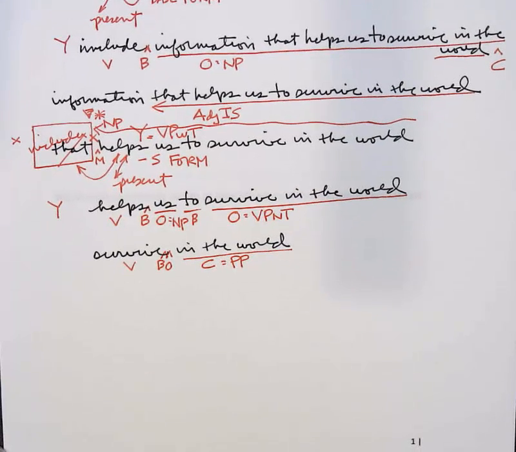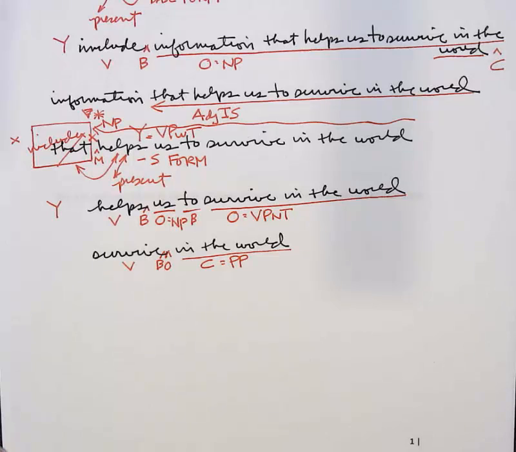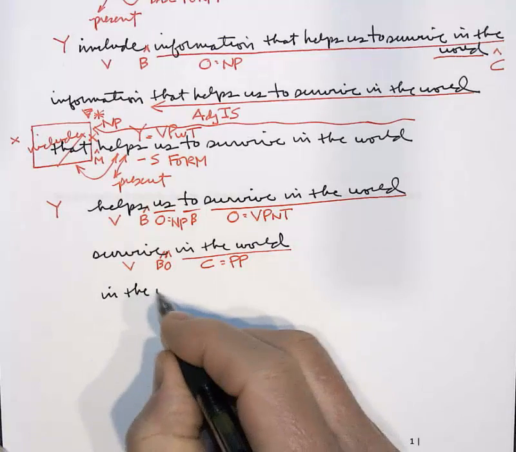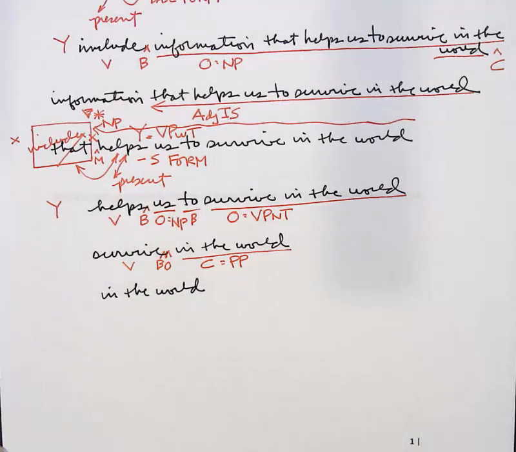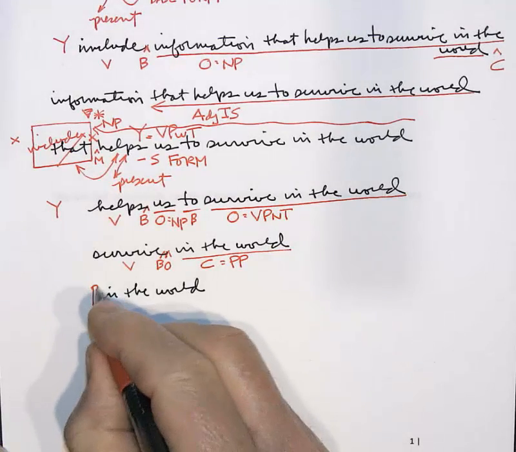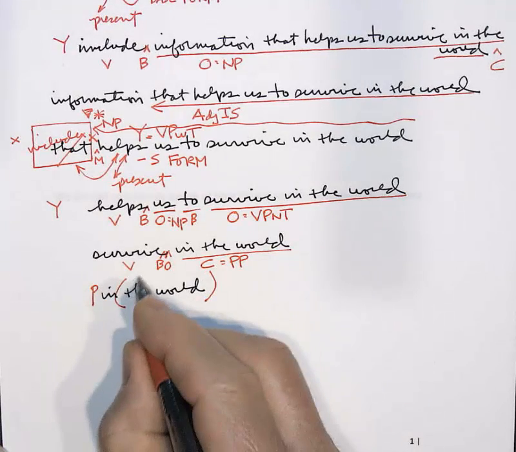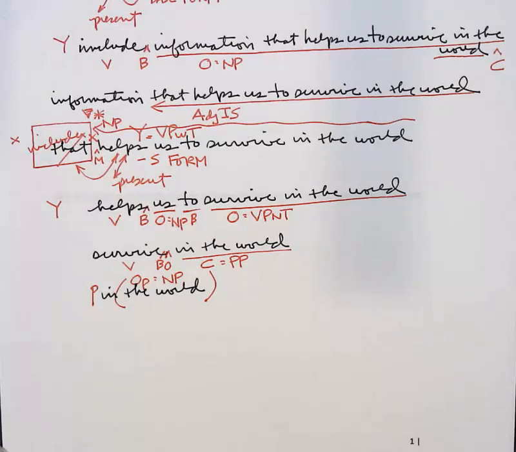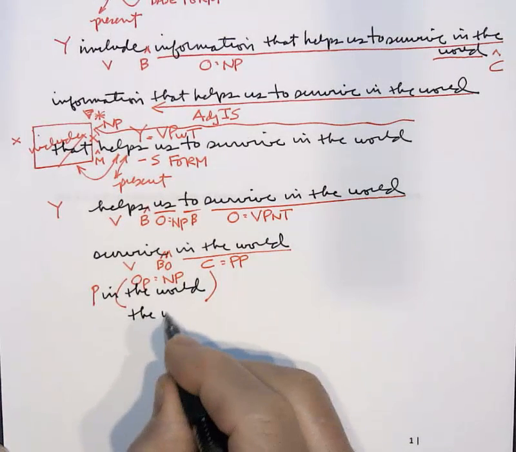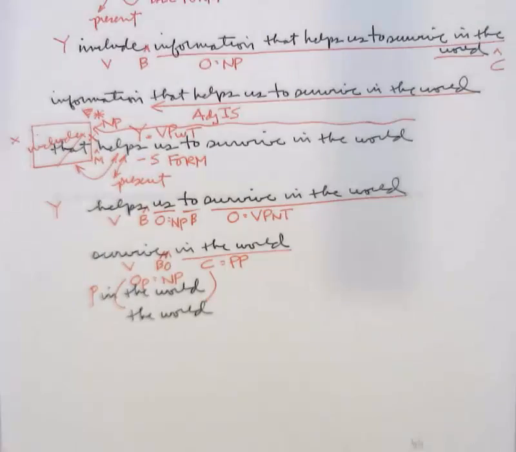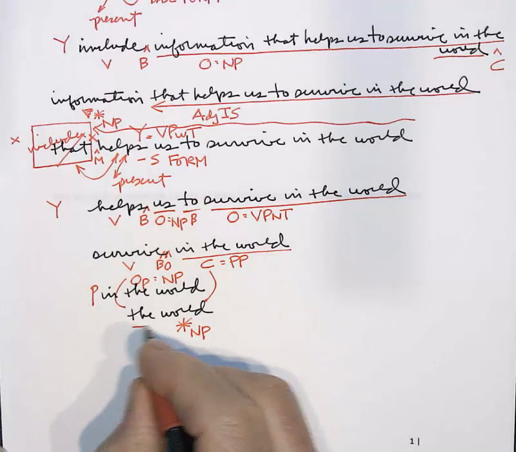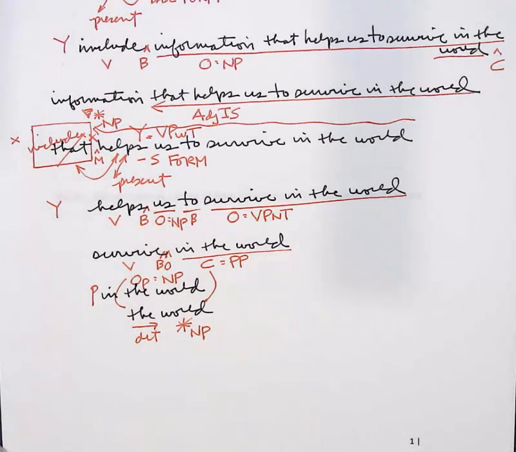Let's continue a little bit more. Okay, now let's take the prepositional phrase in the world, and the preposition is in. The world is the object of the preposition. That's a noun phrase. And the world is the noun phrase. Here's our noun phrase head. And the is a determiner. Okay, we've taken care of our trunk.